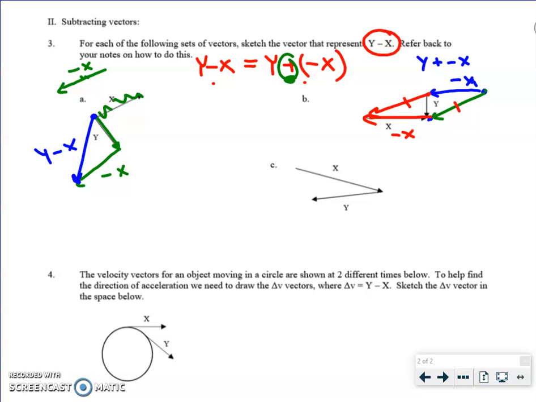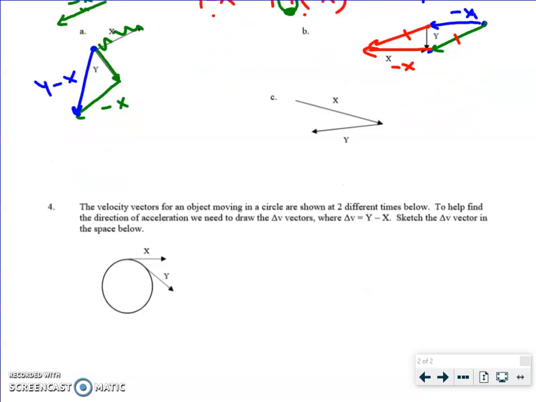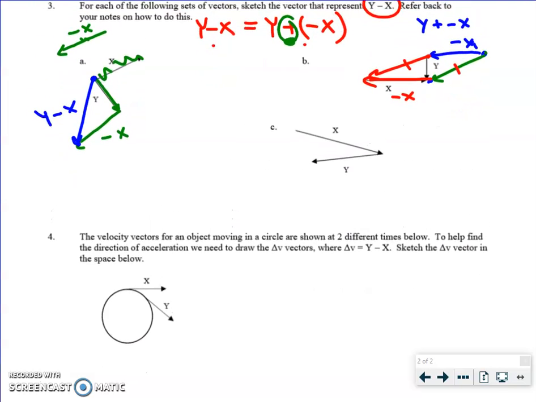Last one, actually I want you to do this on your own. So I want you to try C on your own, and then I want you to do number 4. Number 4 is trying to anticipate some physics we're going to be doing later on, but it's the same thing. You're just basically doing y minus x. So good luck. We'll check these, or if I have you upload these, I'll check them, and then we can ask questions in class.